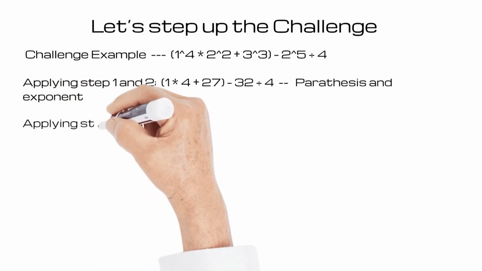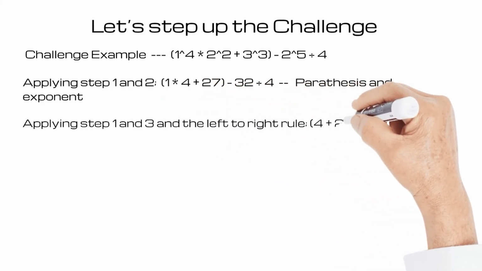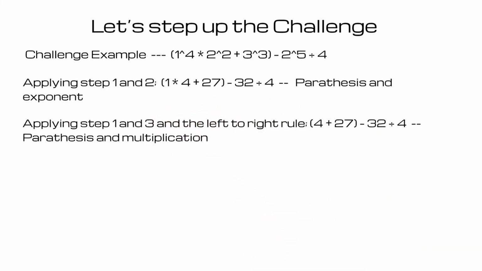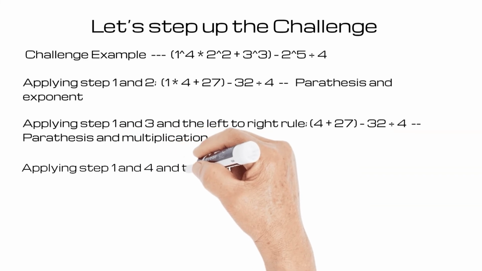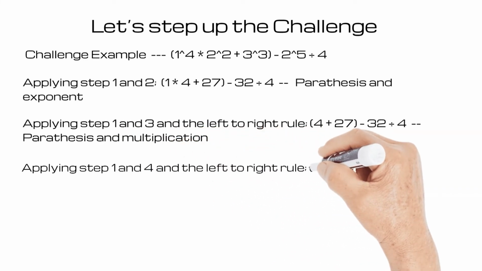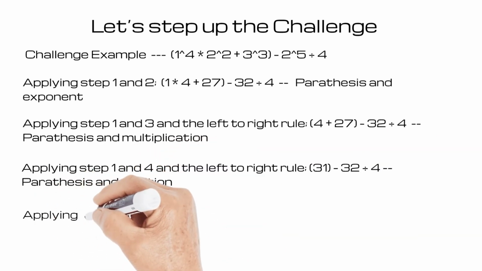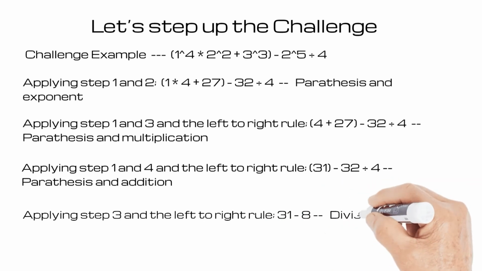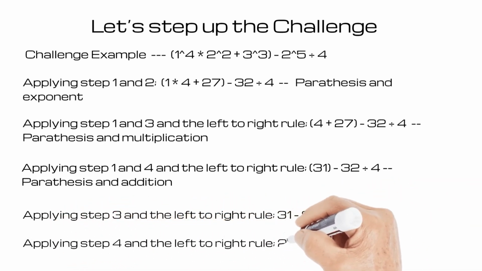Applying steps 1 and 3 and the left to right rule we get in parenthesis 4 add 27 subtract 32 divided by 4 using parenthesis and multiplication rule. Applying steps 1 and 4 and the left to right rule we get 31 subtract 32 divided by 4 using parenthesis and addition rule. Applying step 3 and the left to right rule we get 31 subtract 8 using division rule. Applying step 4 and the left to right rule, we get 23 using subtraction rule.